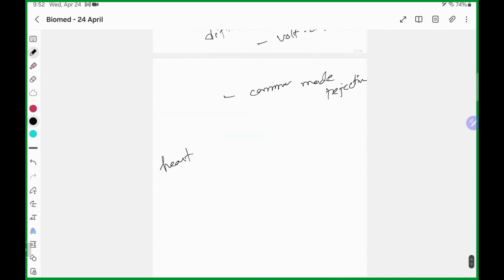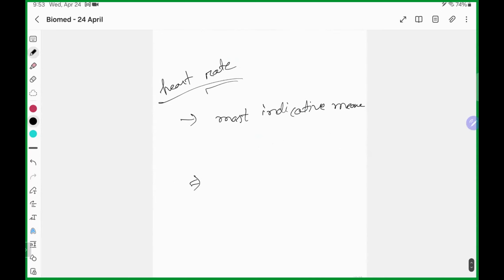Last one, heart rate. As you can see, this heartbeat process is very important. The heart rate is the most indicative measure of whether it is normal or abnormal. If anything is abnormal in the heart rate, there is something wrong with your cardiovascular system. This happens 70 to 80 beats per minute, so that's like 100,000 times per day, and about 40 million per lifetime.